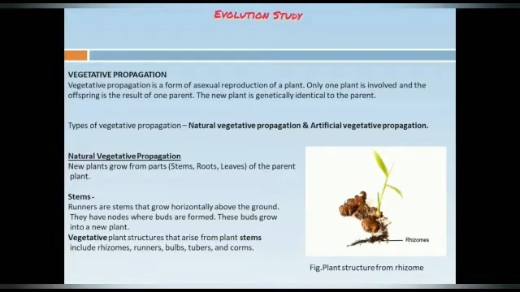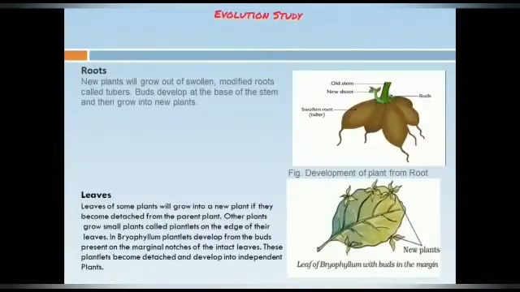Now, what is natural vegetative propagation? New plants grow from parts like stems, roots, leaves of the parent plant. Stems. Runners are the stems that grow horizontally above the ground. They have nodes where the buds are formed. These buds grow into a new plant. Vegetative plant structures that arise from the plant stems include rhizomes, runners, bulbs, tubers, and corms.